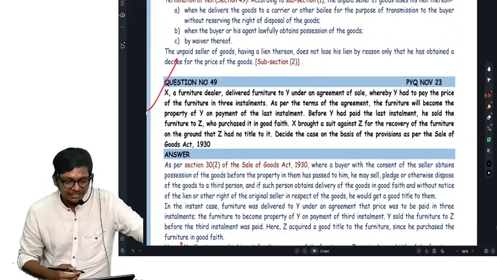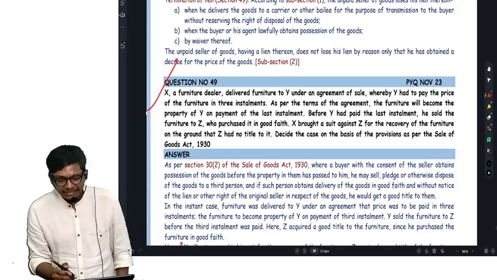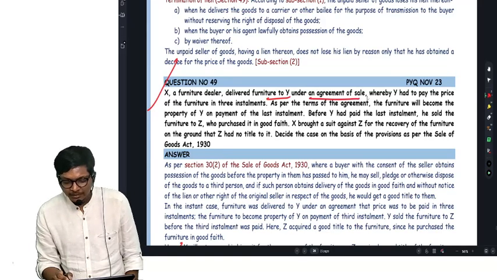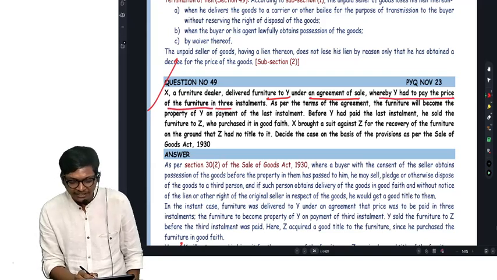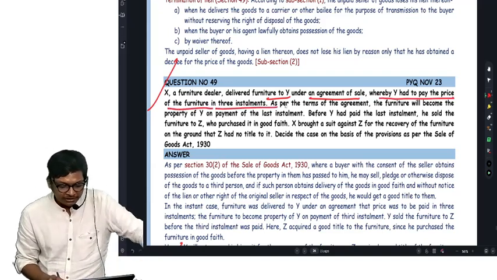Question 49. X is a furniture dealer, delivered furniture to Y as an agreement of sale, whereby Y had to pay the price of furniture in 3 installments.